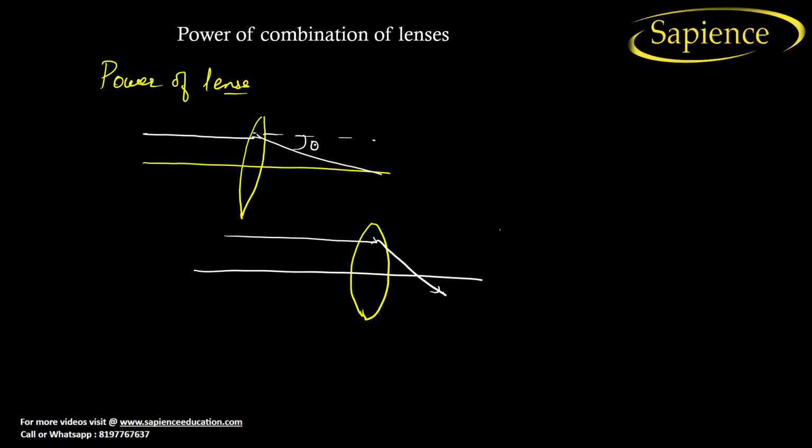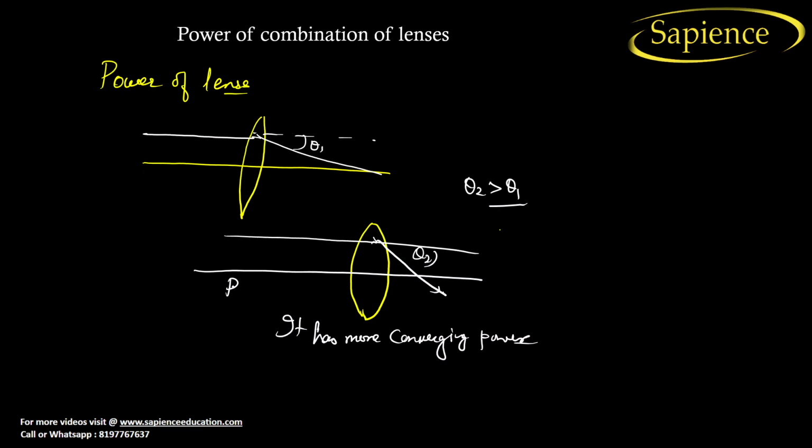See here, let us consider theta 1 and let us consider theta 2. We can observe from here that theta 2 is greater than theta 1. It means that it has more converging power, right? So it means that the power depends upon the focal length. If we talk about the focal length, it has less focal length, and it has more focal length. So from here we can infer that power is inversely proportional to focal length, or we can say that power is equal to 1 by f directly. Okay, so this is the definition of the formula.